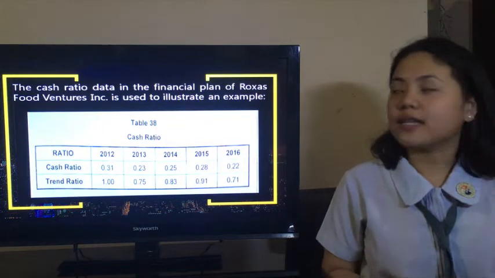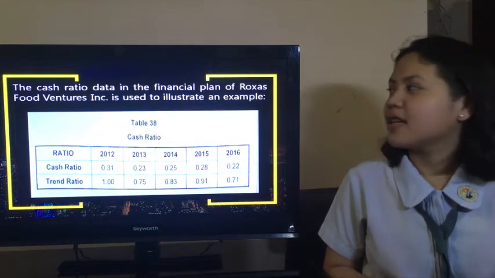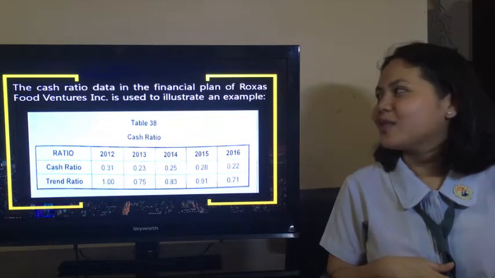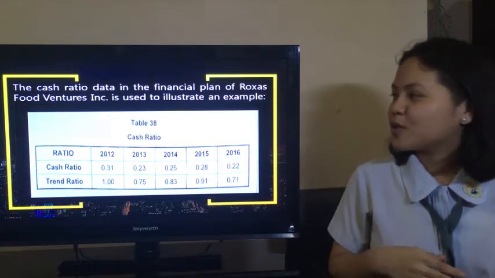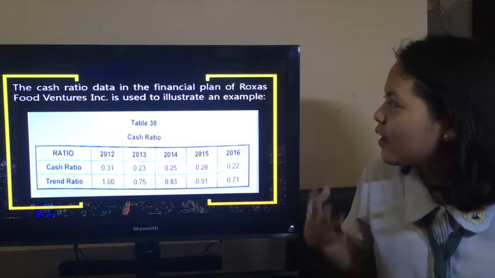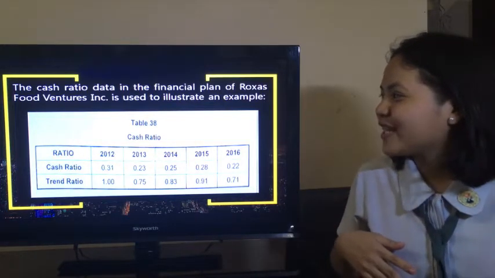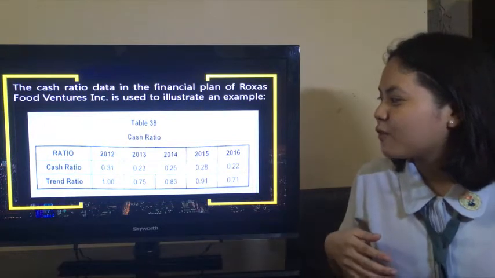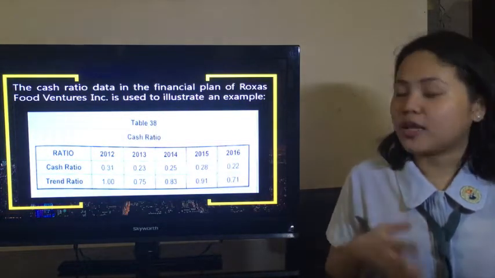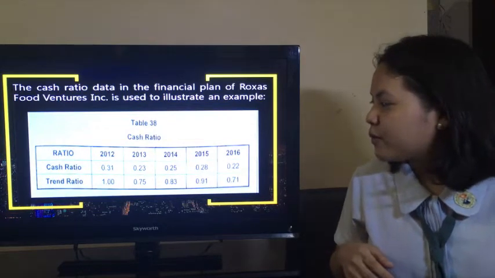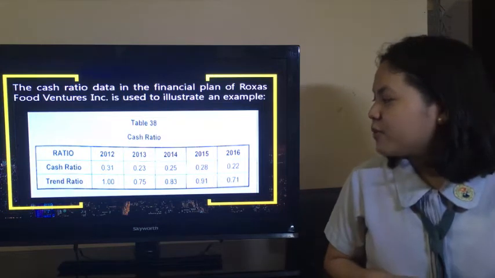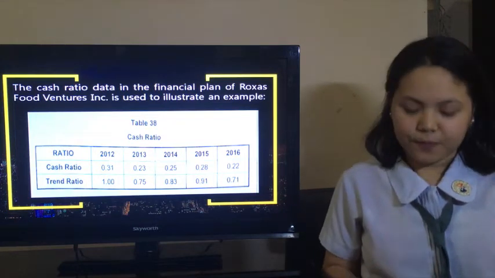So to illustrate, the cash ratio data in the financial plan of Rojas Food Ventures Incorporated is used. So as you can see, the Rojas Food Ventures Incorporated has a cash ratio of 0.31 on 2012, 0.23 on 2013, 0.25 on 2014, 0.28 on 2015, and 0.22 on 2016.